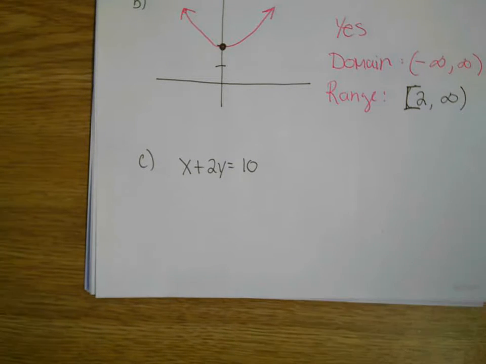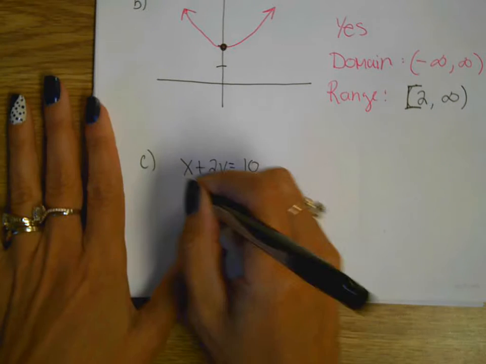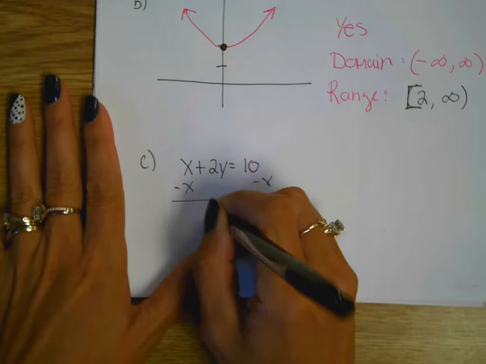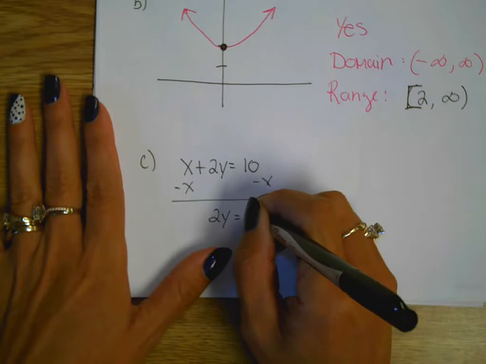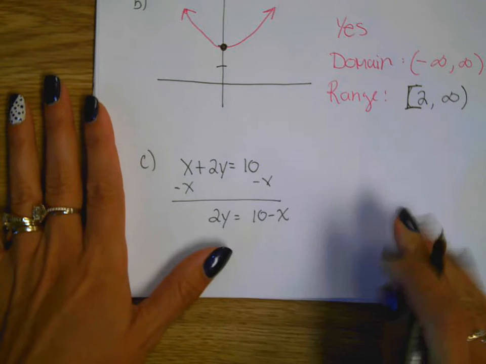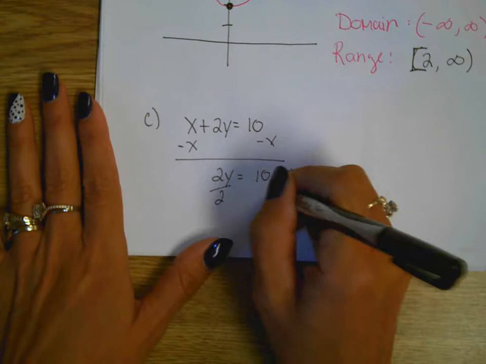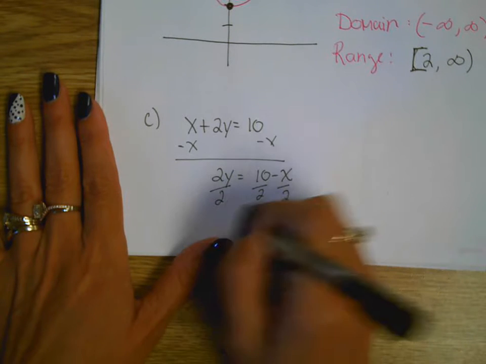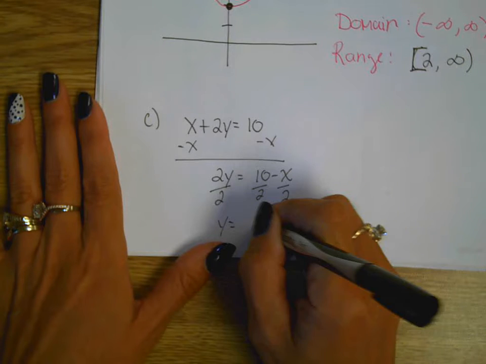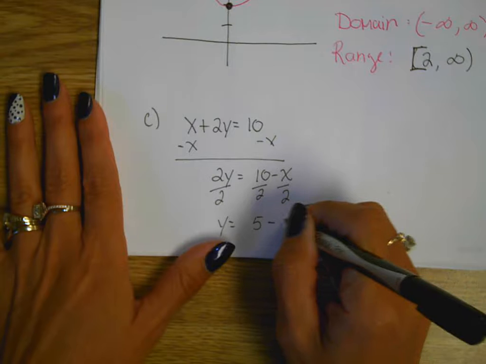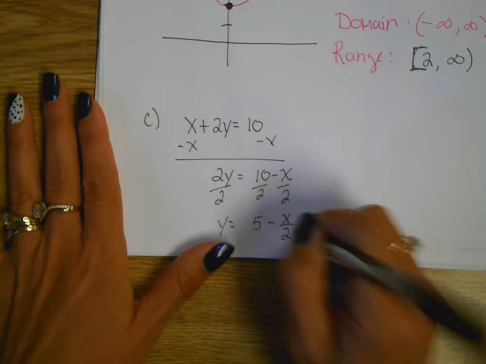A couple things you can do. Jimmer, what do you think? Solve for y. That's a perfect thing to do. So let's get it y equals, because that's usually the way we see our expressions. So we're going to kick the x over by subtracting. 2y equals 10 minus x. Divide by 2. We're going to divide everything by 2. So that's 5 minus 1/2 x, or x divided by 2, however you want to write that. I'll leave it as x divided by 2.